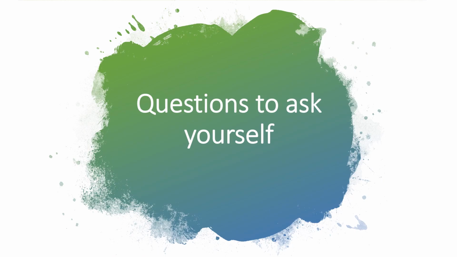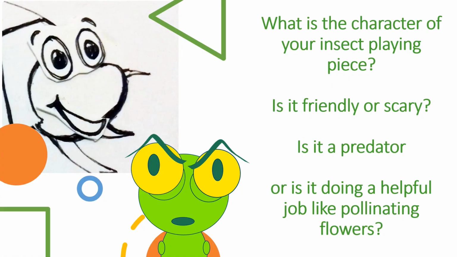So, questions to ask yourself. What is the character of your insect playing piece? Are you going to design a friendly insect or a scary insect? Is your insect going to be a predator? Is it going to hunt other insects or other creatures? Or is it doing a helpful job like pollinating flowers? So maybe you can think whether you want your insects to be friendly or scary. And then you can design your playing pieces around that. So you could give your scary insects a cross or angry looking face, maybe.